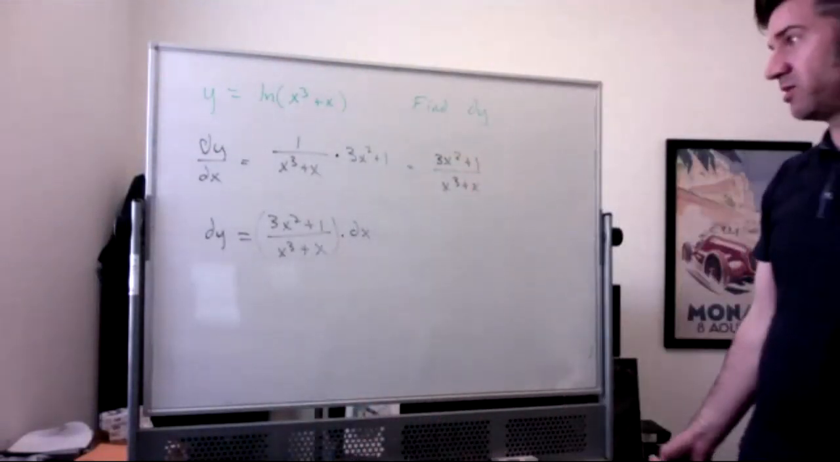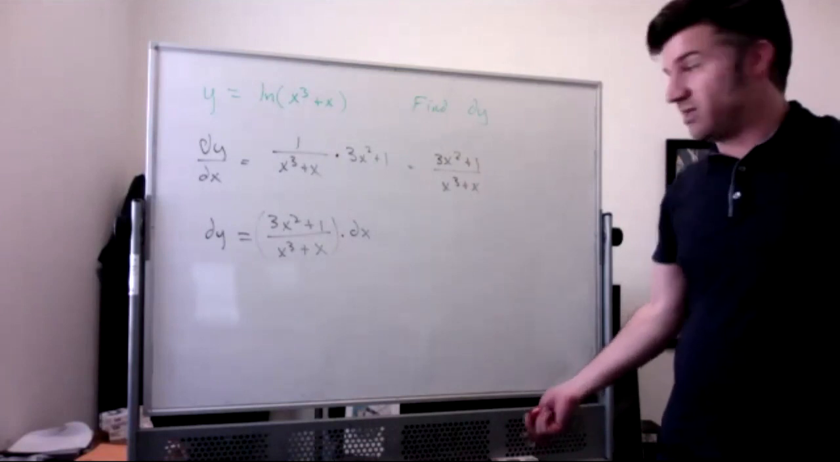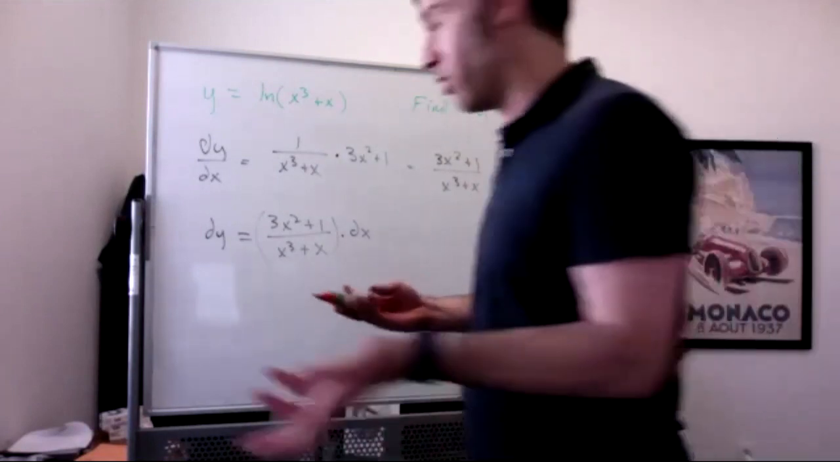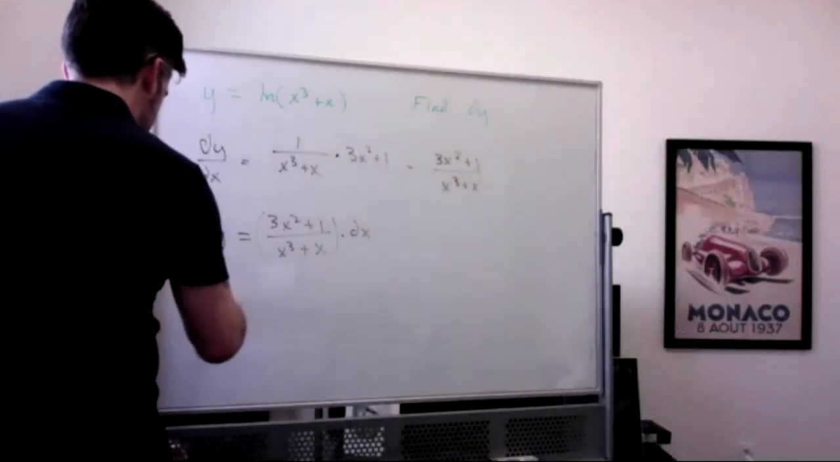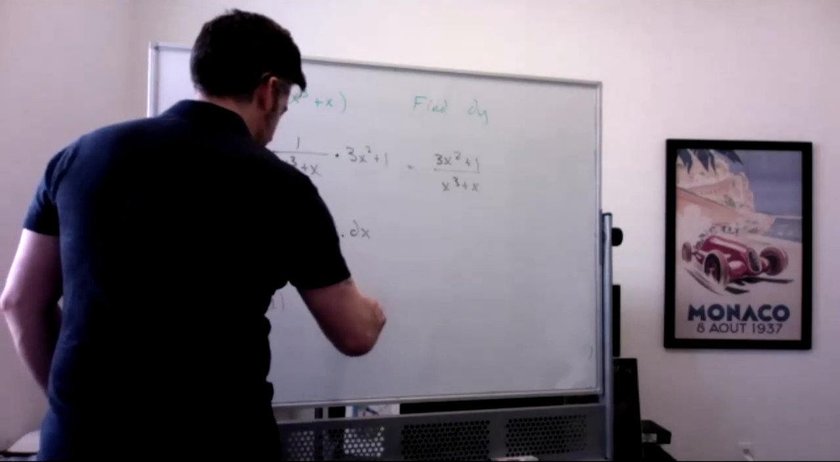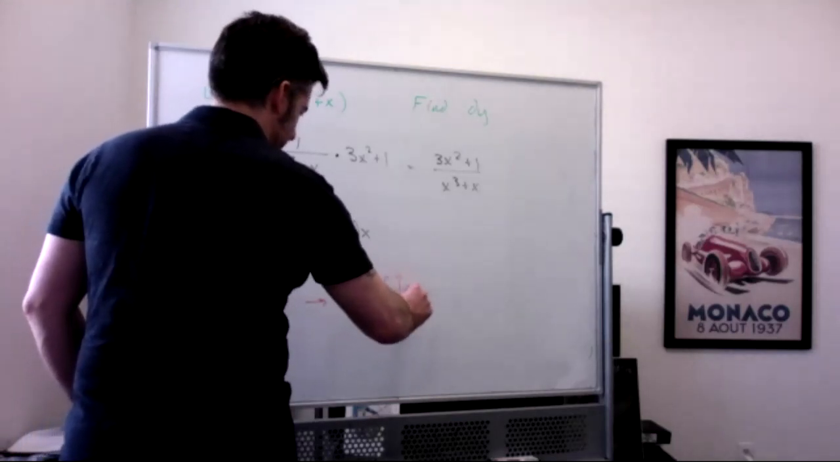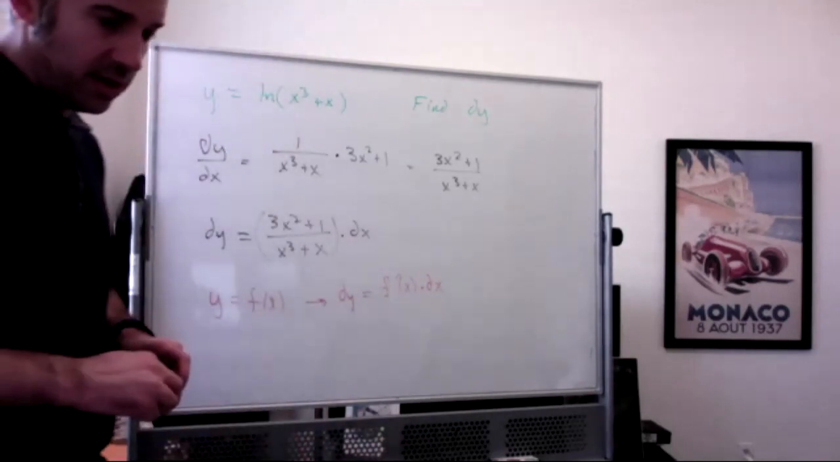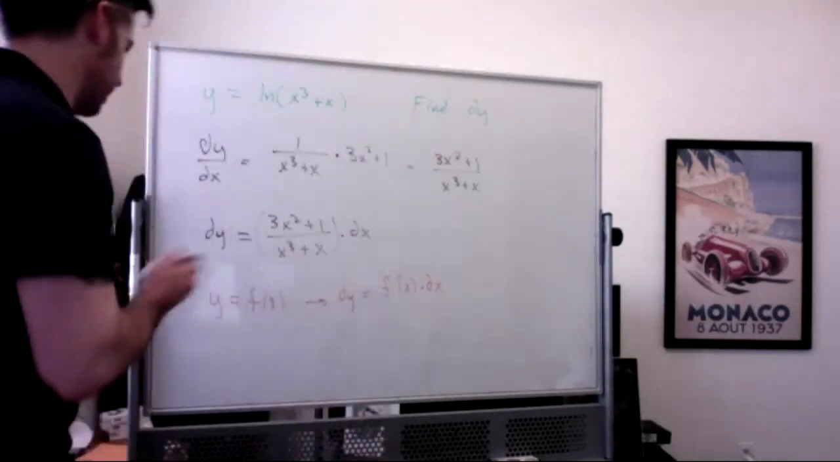So if anyone ever asks you to find dy, they're really just saying find the derivative and multiply it by dx, or whatever your variable. So if y is a function of x, then dy is that derivative times dx. And if you're using a different variable, just change the variable.